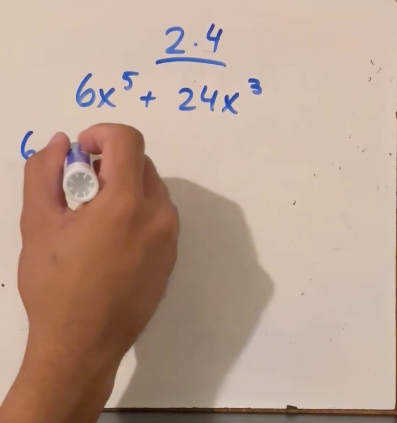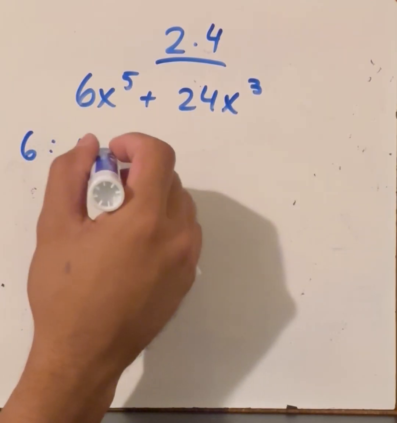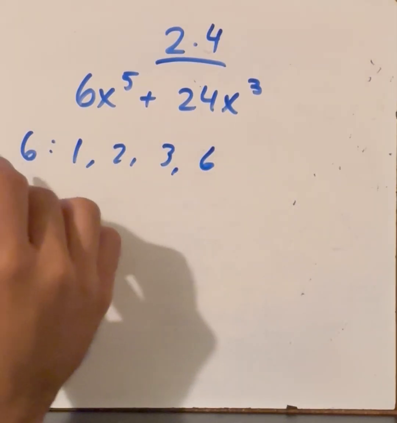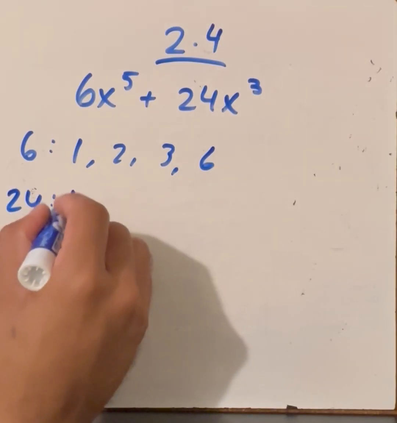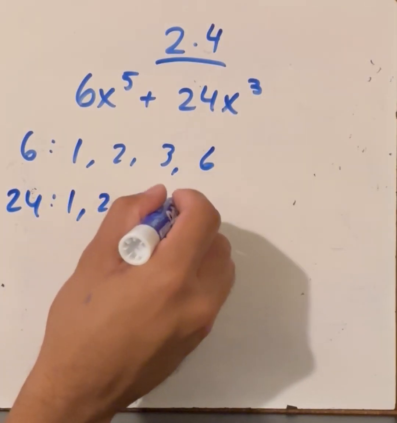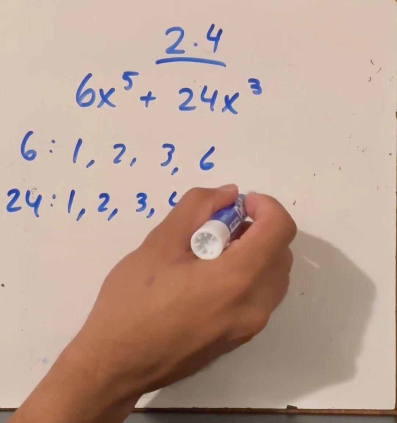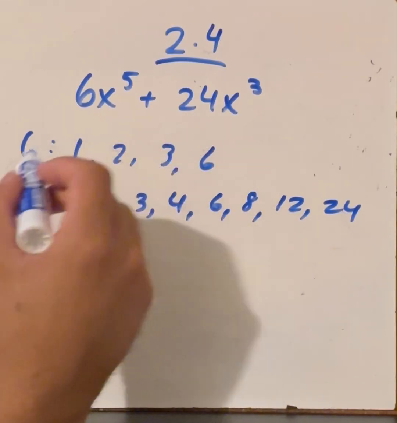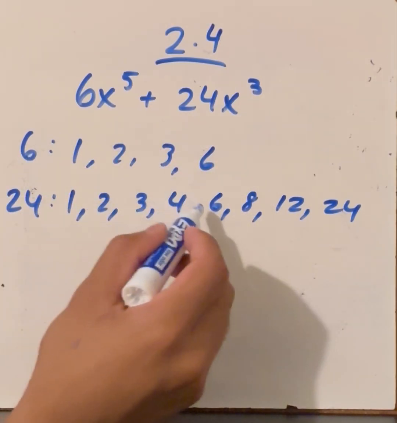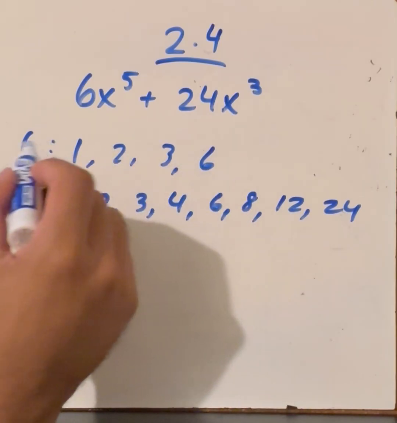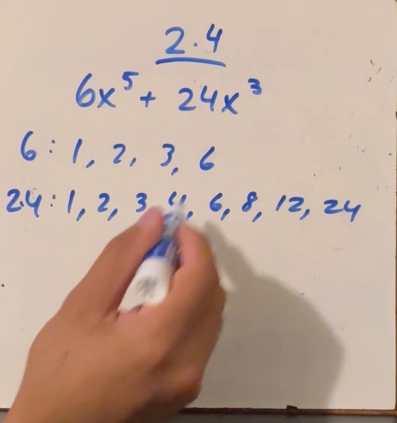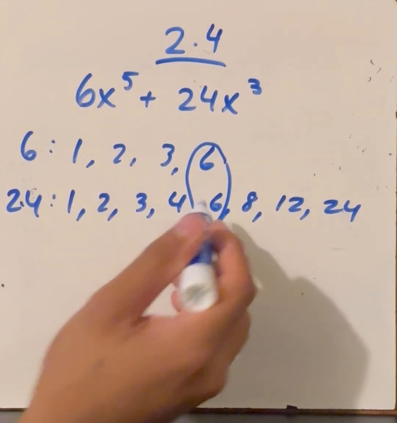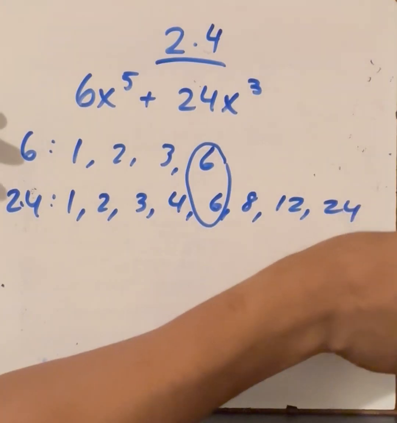So 6 has multiples of 1, because 1 times 6 is 6, and 2, 3, and 6, right? All these numbers can be multiplied to make 6, whereas 24 has 1, 2, 3, 4, 6, 8, 12, and 24. All these numbers can be used to multiply to make 24, and all these numbers can be used to multiply to make 6. The highest number that they both have in common is 6. Because 6 times 1 is 6, and 6 times 4 is 24, so that's the highest number that they both have in common. So that means that we can take that out of both of them.